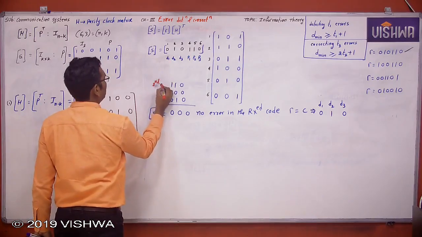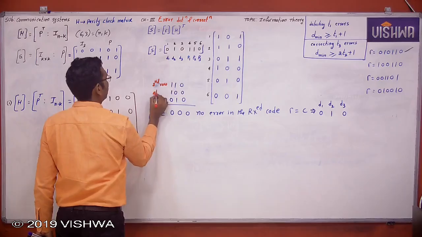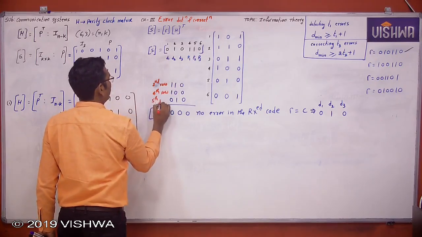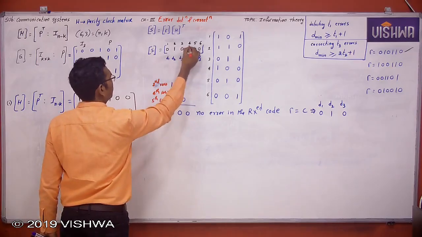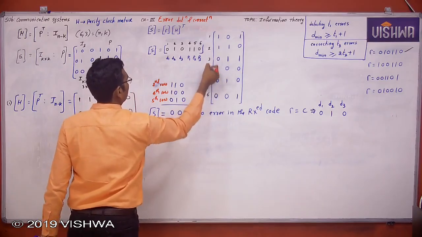Second row, this is the first time I write. Second row, fourth row, and fifth row. Second, fourth, fifth. These rows are the second, fourth.